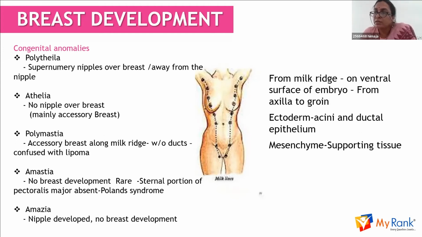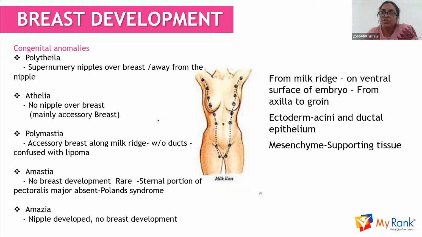When there is absence of the breast, usually the sternal portion of the pectoralis major is also absent. That is called Poland syndrome. Then there is amazia. Amazia means the nipple is there, but there is no breast development. So these are some of the congenital anomalies of the breast.